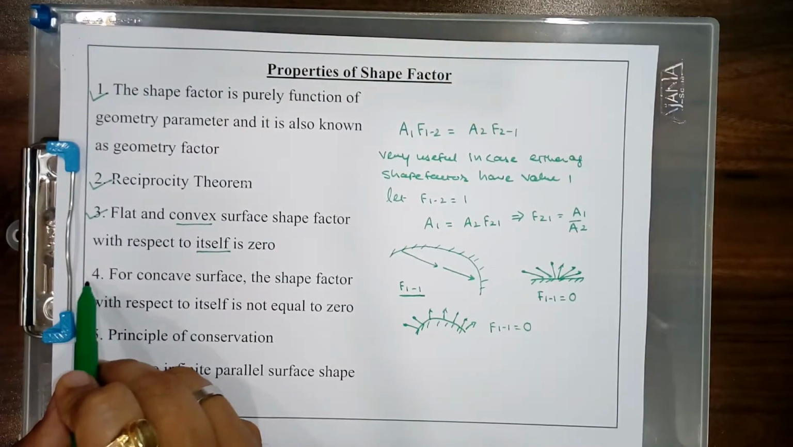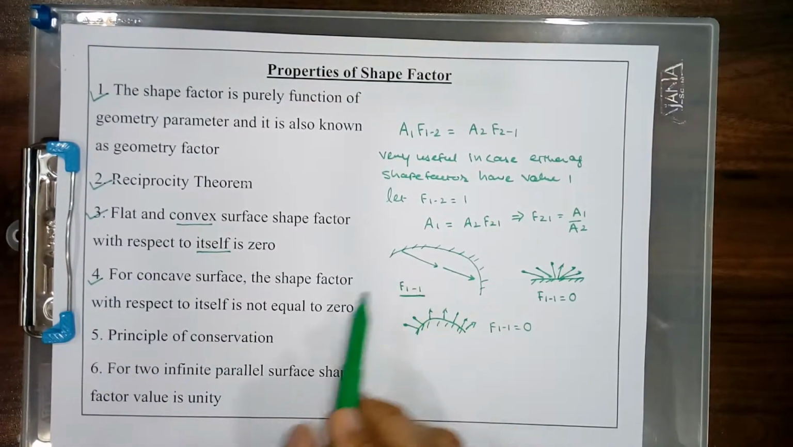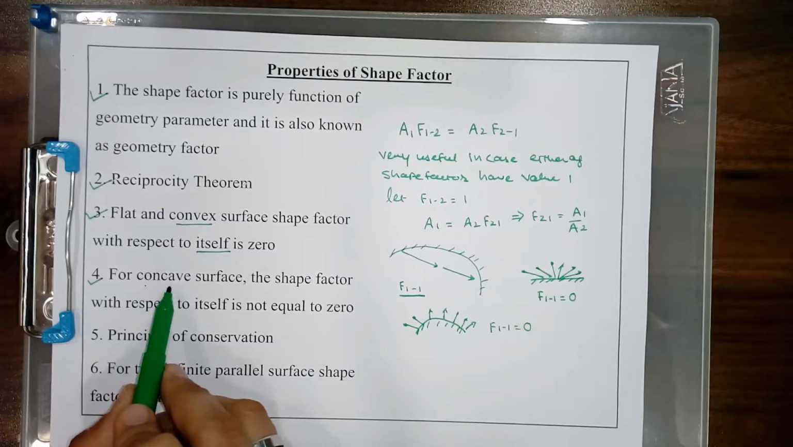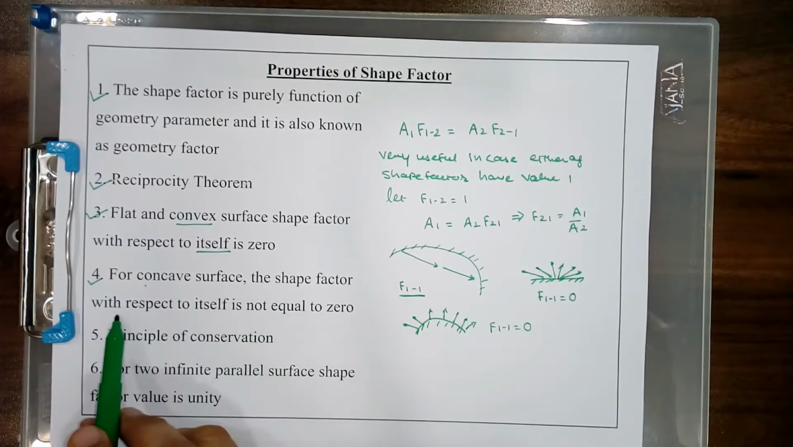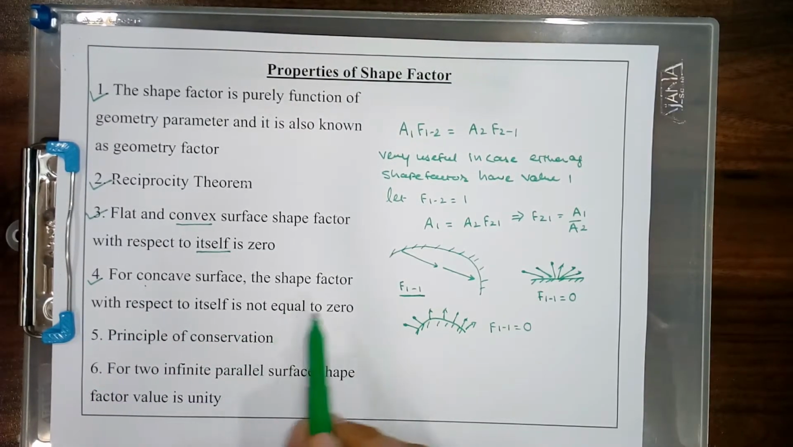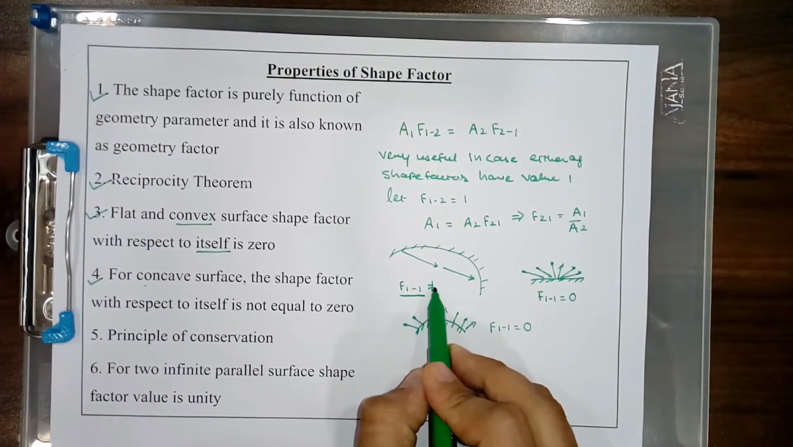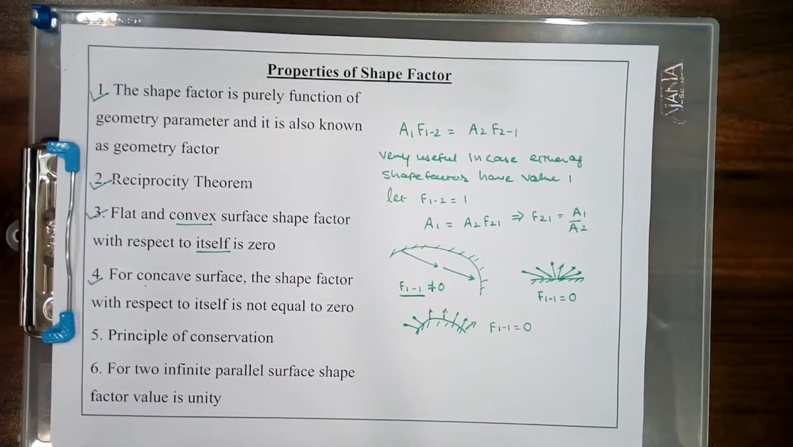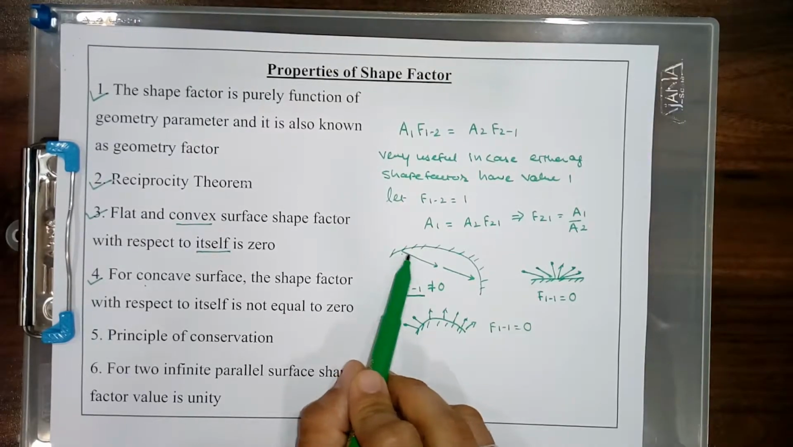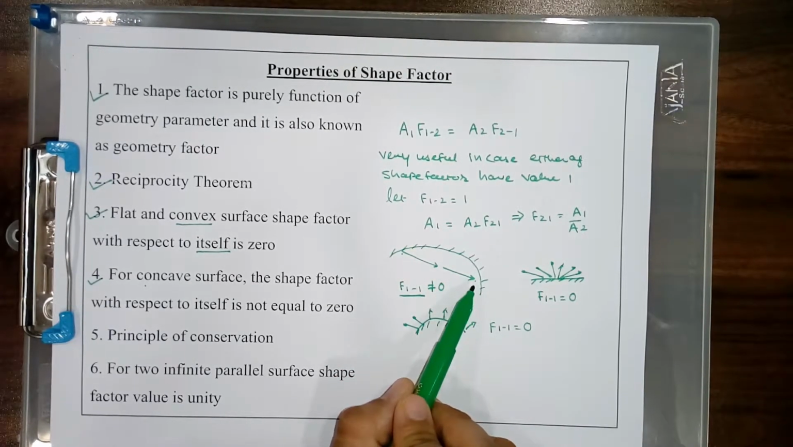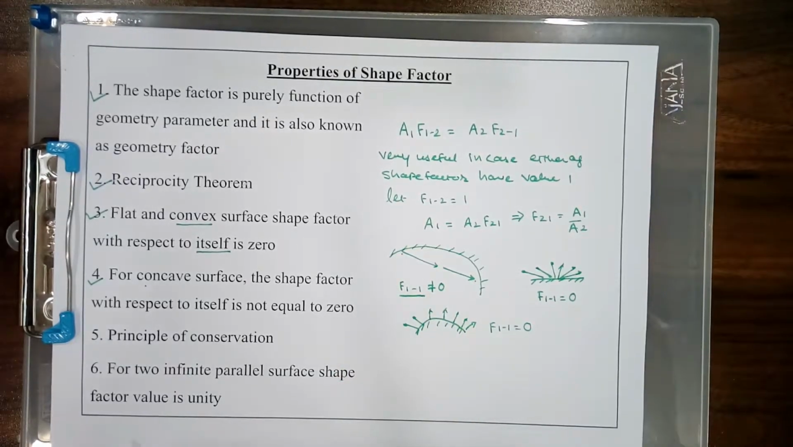The fourth is related to this surface. When your surface is concave, the shape factor with itself does not equal 0. So in this case F11 does not equal 0, because some of the energy is received from the surface itself, which is leaving from the surface.